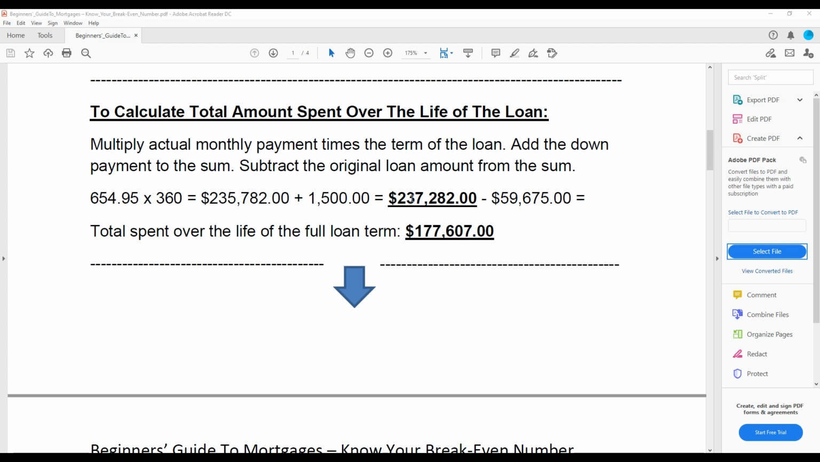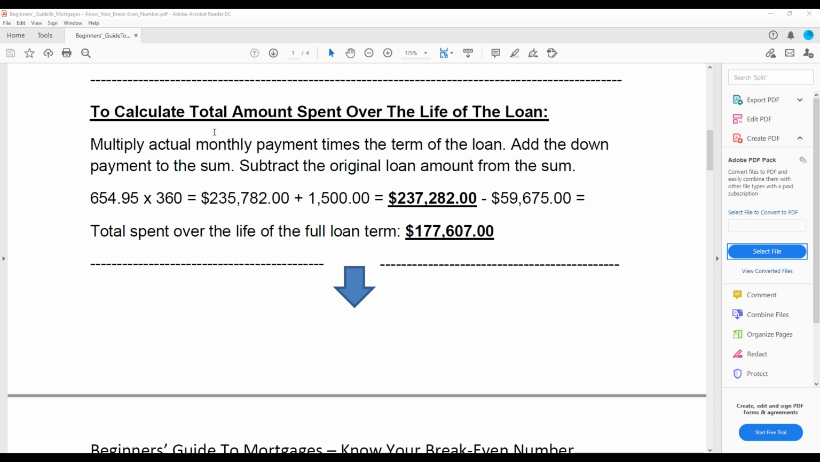And I've underlined these numbers here because these are important numbers to remember when we get to the point where we're going to bring it all together, tie everything up so that you can properly understand why these numbers are important and how you arrive at your break-even number so that you can maximize these mortgages to your benefit.